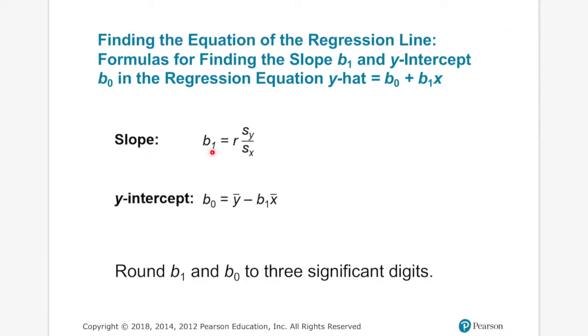The formula to find the slope: b1 equals r times the sample standard deviation of y over the sample standard deviation of x. The formula to find the y-intercept: b0 equals the average of y minus b1 times the average of x. However, we will use StatCrunch to find both. Round b1 and b0 to 3 significant digits.